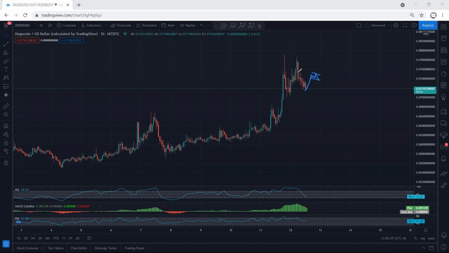Okay, but the best thing is if this one drops a bit more, tags this low, then from there we can get a better confirmation for reversal. Anyway, we just follow the chart.